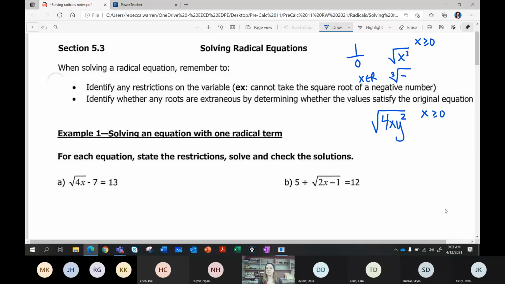Exactly. It's what I just explained. It's why we need restrictions for this and not cube roots, right? If y is a negative number, I am squaring it, so it will become positive. So you don't need restrictions for y because it's to an even exponent. Only x would get a restriction there.